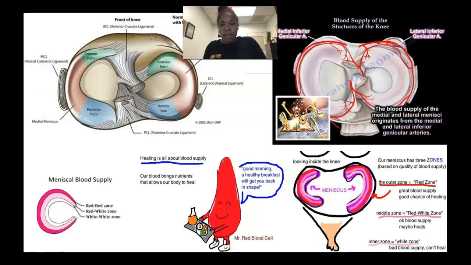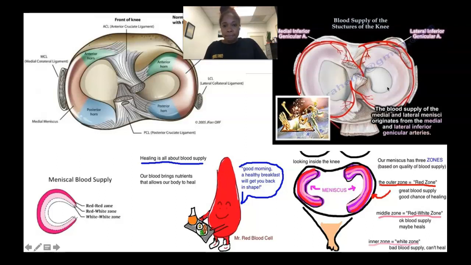Does that make sense? We have two other zones, however, the pink zone, or the red-white zone, and then we have the white zone, right? And if we look at them on this image here, what you'll see is what? There's not a lot of genicular artery supply. In other words, there's not a lot of blood flow to any other part of the meniscus.